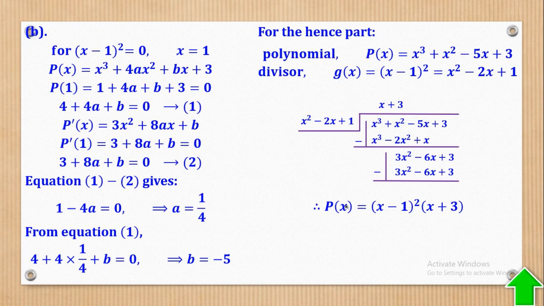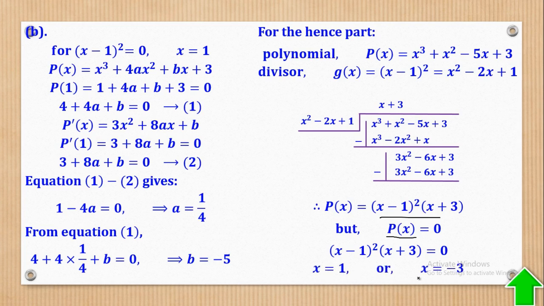Therefore it implies that P(x) is equal to this divisor, which is this, multiplied by this quotient, which is here, plus 0, because there is no remainder here. If there were a remainder, I would have said plus that remainder. Therefore, for P(x) equal to 0, it implies that the whole of this is equal to 0, therefore x is equal to 1, or x is equal to negative 3.